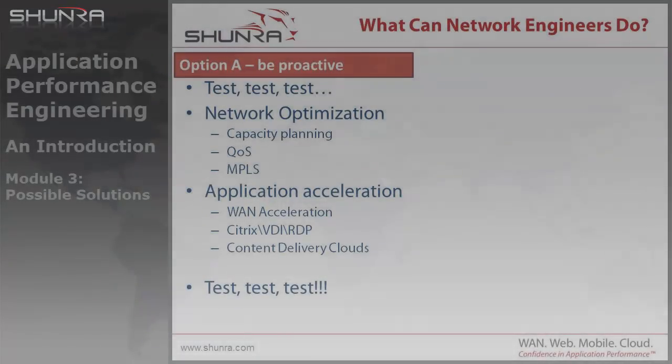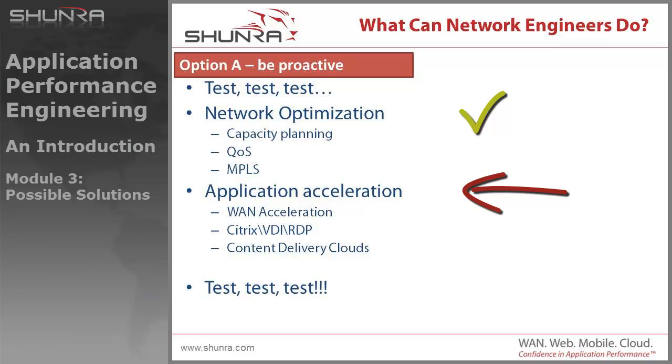Now let's talk about application acceleration. First thing I'd like to do is talk about WAN acceleration. WAN acceleration helps move traffic rapidly from point A to point B in a wide area network. WAN acceleration works on three principles. So let me do a quick illustration for you here.